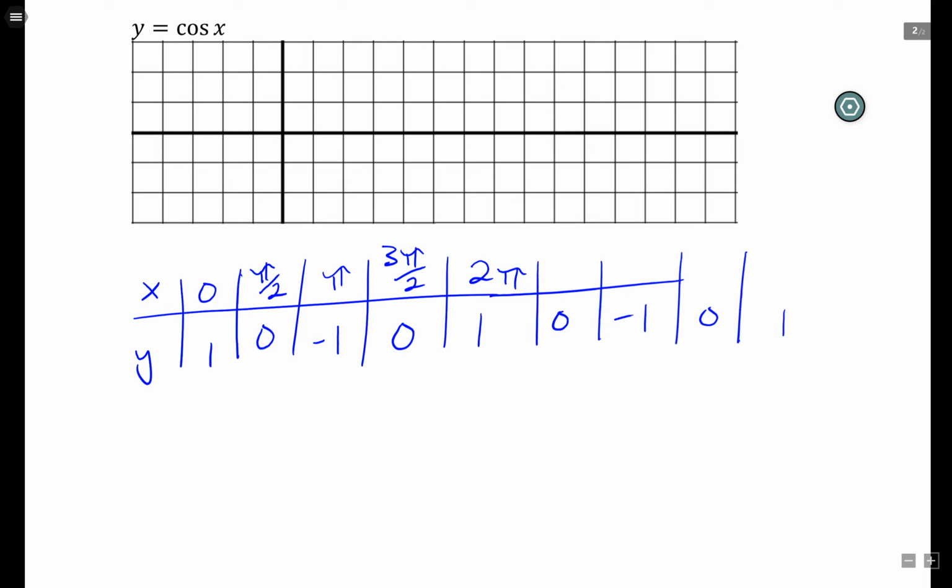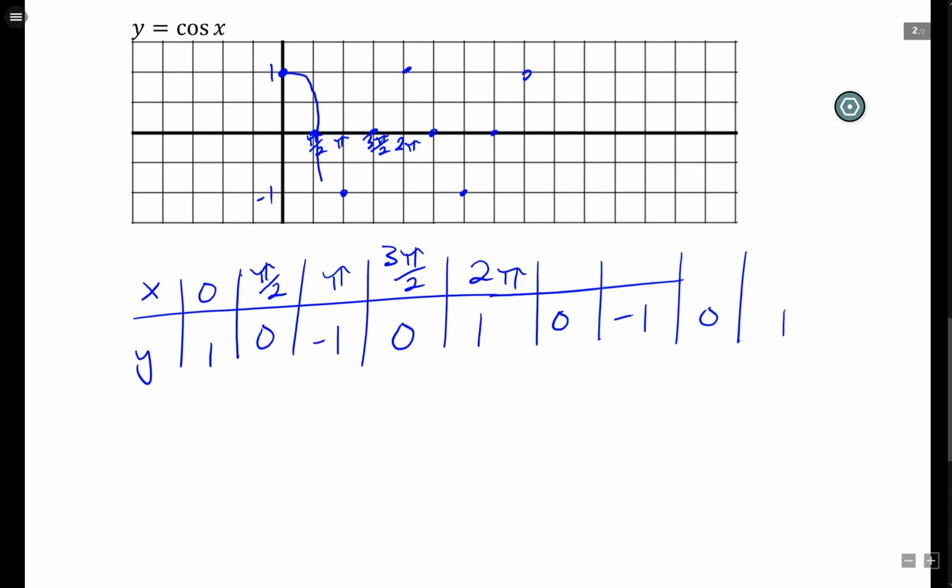So let's graph these points. Again, I'm going to make this 1. I'm going to make this negative 1. We have pi over 2, we have pi, we have 3 pi over 2, and we have 2 pi. That's the scale of my x-axis. And let's graph them. Here's 1, 0, negative 1, 0, 1. And we know that this pattern continues on and on.